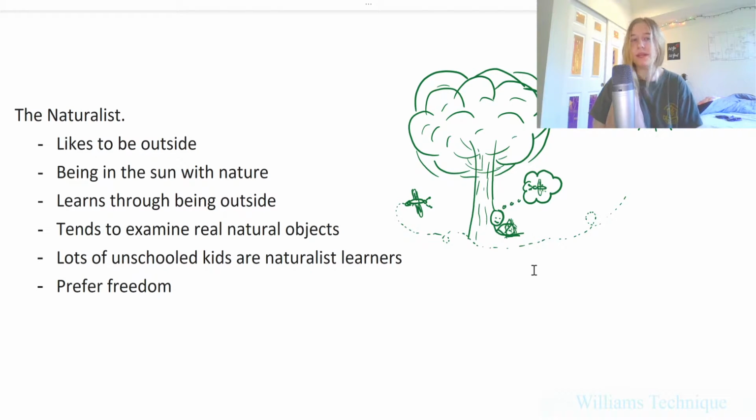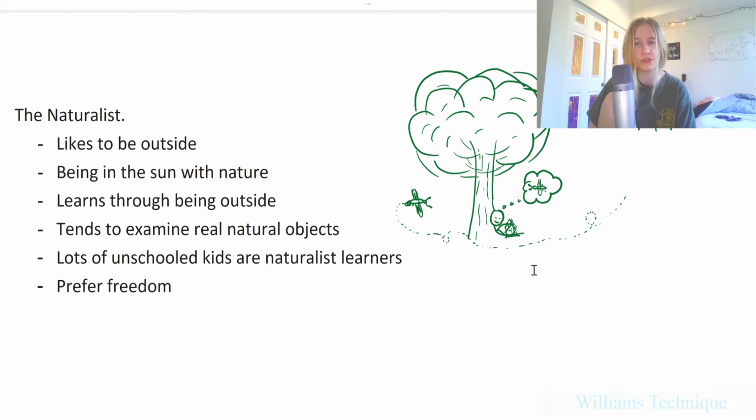A lot of people like to be outside. They like to be in the sun. Maybe they like to take a break and brush their hands through the grass or maybe look at some bugs. They tend to prefer freedom when they're learning, so they don't like to be taught one specific thing and then that's it. They like to have the freedom to learn whatever they want. A lot of unschooled kids are naturalist learners, mainly because I think they prefer the freedom, and their parents allow them the freedom to learn whatever they want.